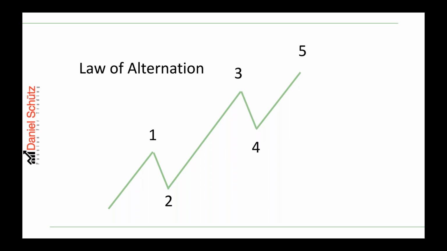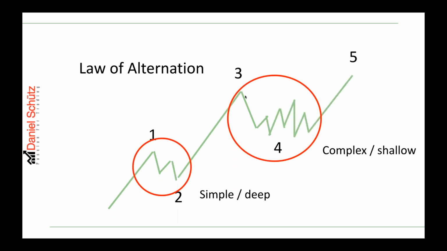And so the law of alternation now says the following: if we have a simple pattern in wave 2, then wave 4 must be the opposite, a complex pattern. So if wave 2 is a simple pattern, this wave here, a simple down, up, down pattern, then the wave 4 has to be a complex pattern. Looks like that.